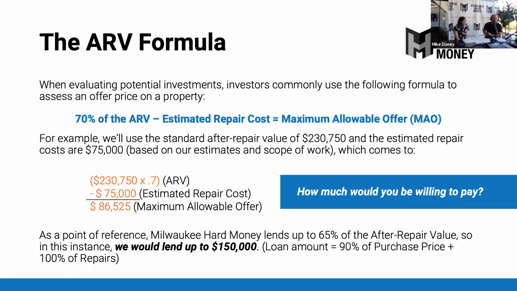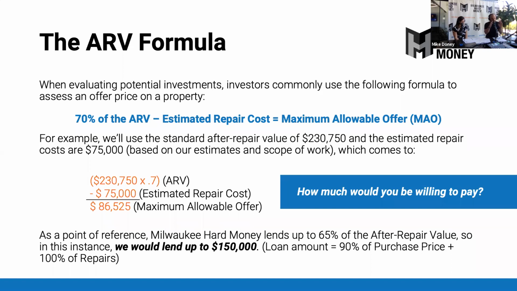We minus our repairs of 75,000, and the maximum allowable offer is going to be $86,525. Now, if you think about what we would do here at Milwaukee ARV Money, just from a lending standpoint, we would lend you up to $150,000 for this property, right? So we would lend you 90% of your purchase. So you'd have to bring $8,652 to closing, and we would lend you 100% of your repairs, 100%.